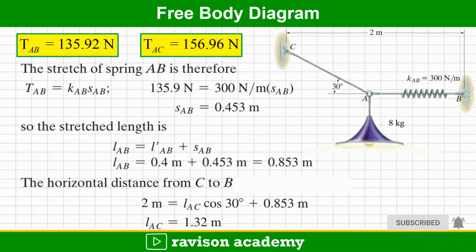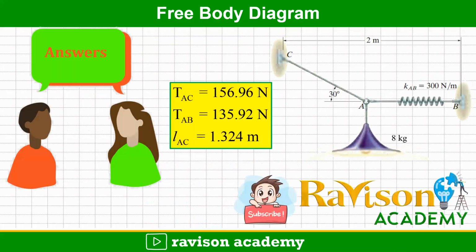The horizontal distance from B to C we can find out using AC cos theta. So L of AC cos theta plus 0.853 meters is equal to 2 meters, and we get the length of AC as 1.32 meters. So the answers are: the tension in the string AC is 156.96 Newton, the tension in AB is 135.92 Newton, and the length of the cord AC is 1.324 meters. Thank you.